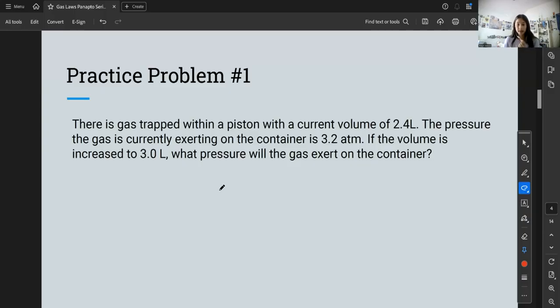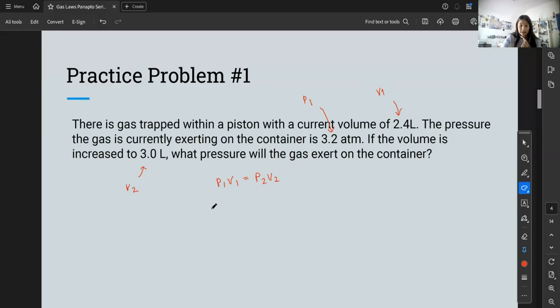So right now we're just looking at volume, as you can see, liters, and pressure from atm. So we're going to use Boyle's law: P1 V1 equals P2 V2. So we start with a current volume of 2.4 liters. So this is our V1. The initial pressure is 3.2 atmospheres, our P1, and our hypothetical volume increase, our final volume, is going to be 3.0 liters. So V2.